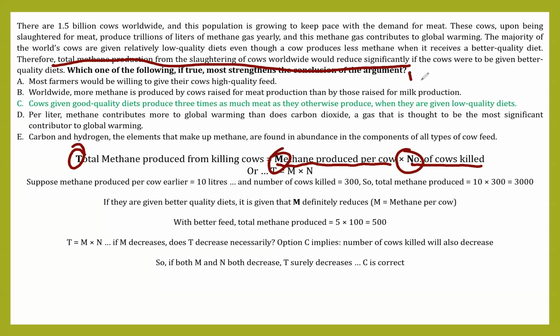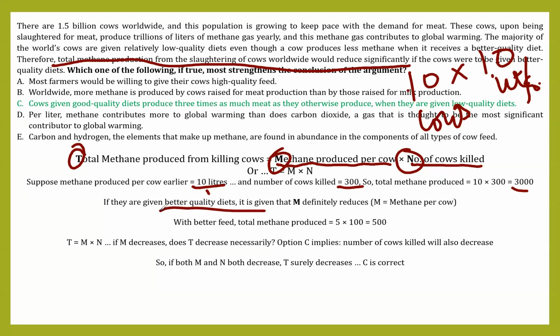Total methane: suppose 10 cows are killed and each cow is giving 10 liters per cow. So in that case, we'll get 100 liters of methane. So now methane produced, suppose, used to be 10 liters, and suppose the number of cows killed is 300. It's up to me whatever numbers I want to take. So 10 into 300 is 3000 liters of methane was produced earlier.